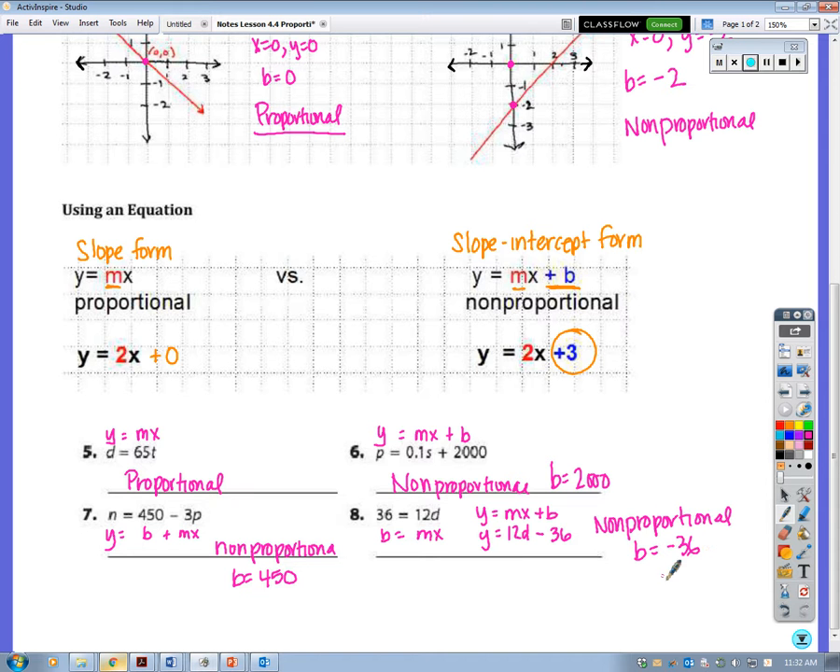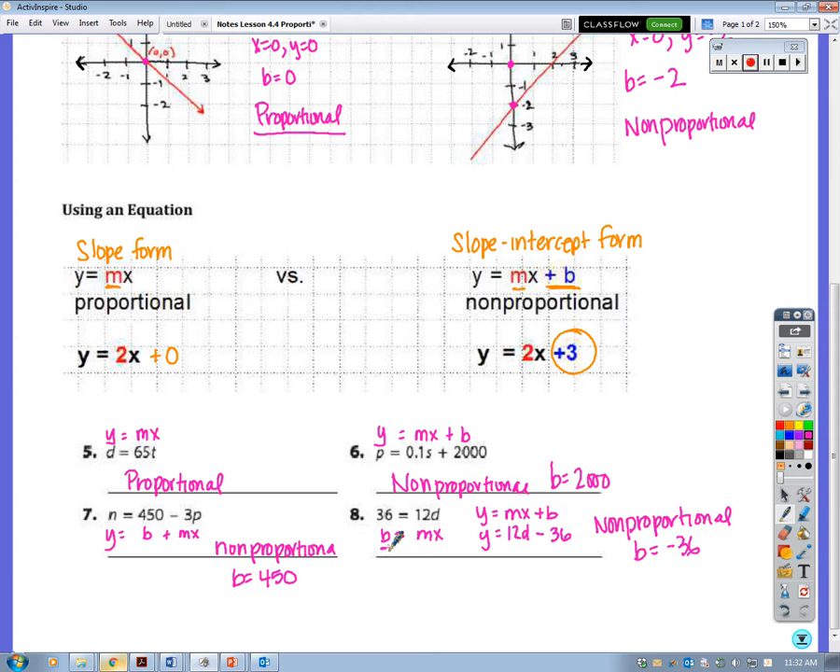So if you can pull a b value from it, it is non-proportional. If you cannot, if there is no b value, it is proportional. And just to jump back here, the difference between 5 and 8, even though they look similar, is that this in 5 is a variable, whereas this value right here in 8 is a constant. It's not a variable. So that represents our b. That one was tricky.